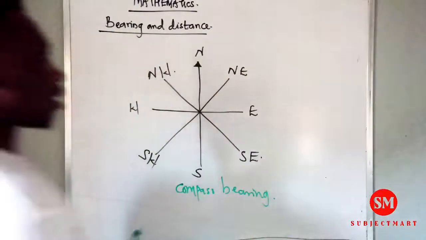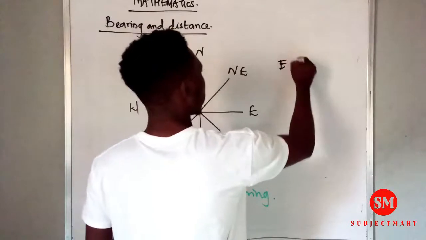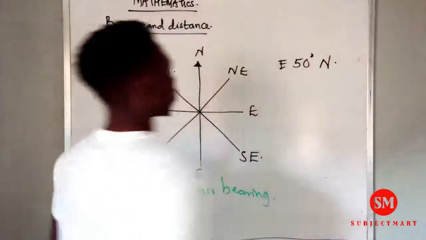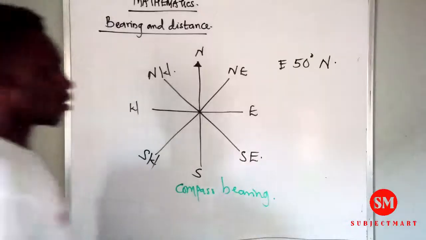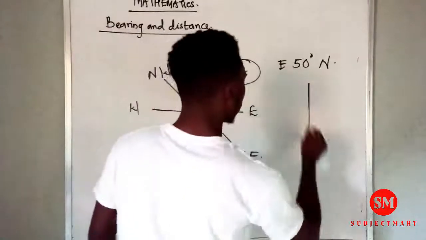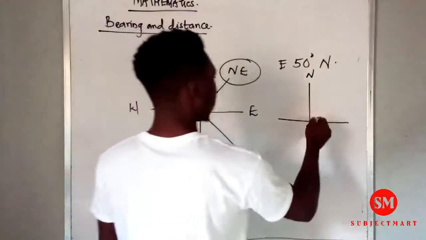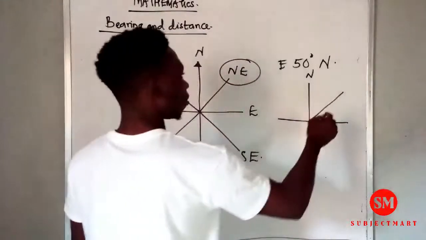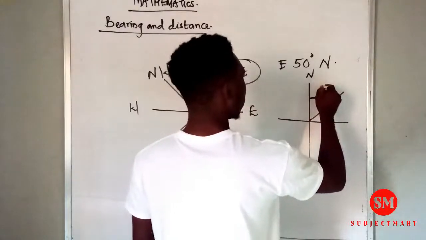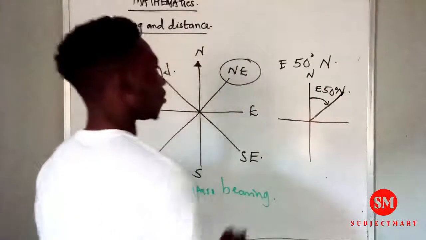So for example, if I say east 50 degrees north. Now look at this. If I say east, then that means this particular thing is found in my northeast. So what happens here? East, this is our north. When I say 50 degrees, 50 degrees should be found around here. So this is from here to here, east 50 degrees north. Now this is what your compass bearing is all about.